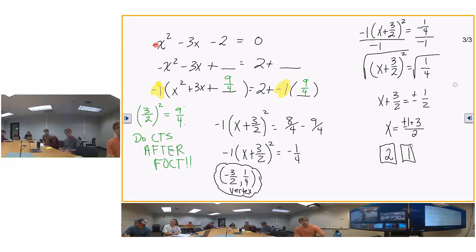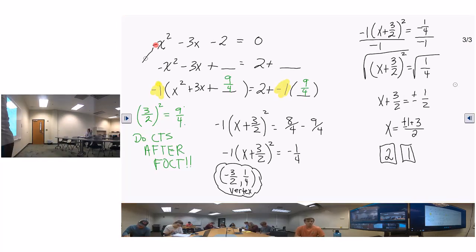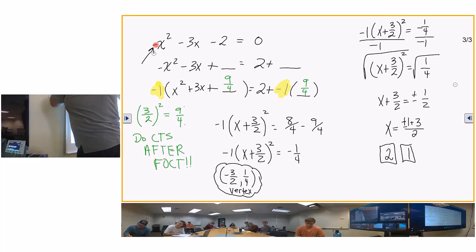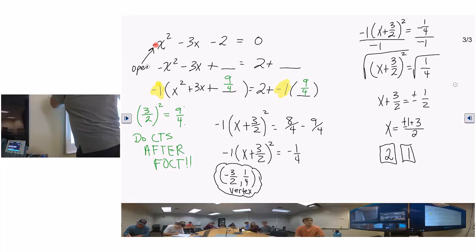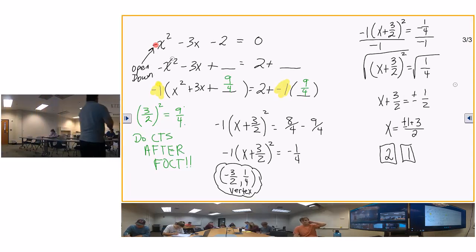Now draw your graph. Be careful. Remember, what does this negative tell us? That negative tells us direction. We know this one's opening which way? Down. It's opening down, concave down. So it's going to be going in the opposite direction.